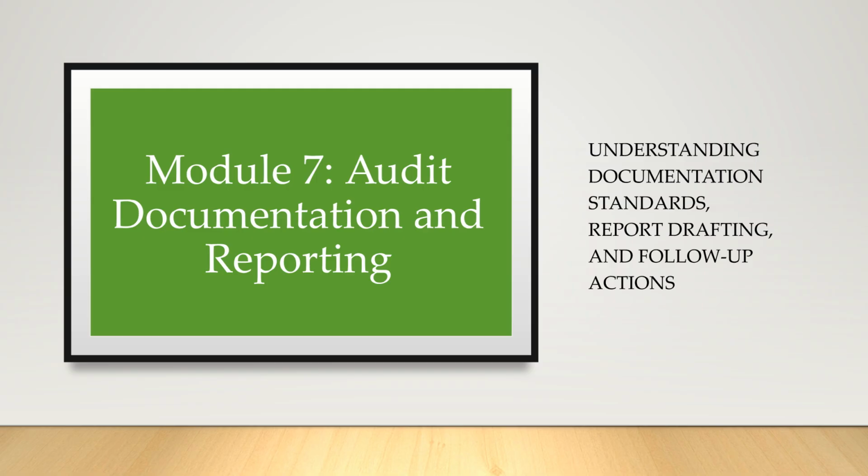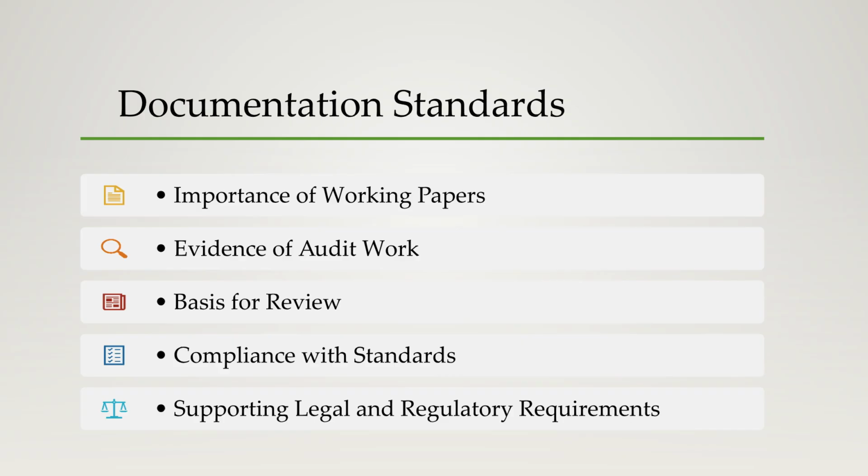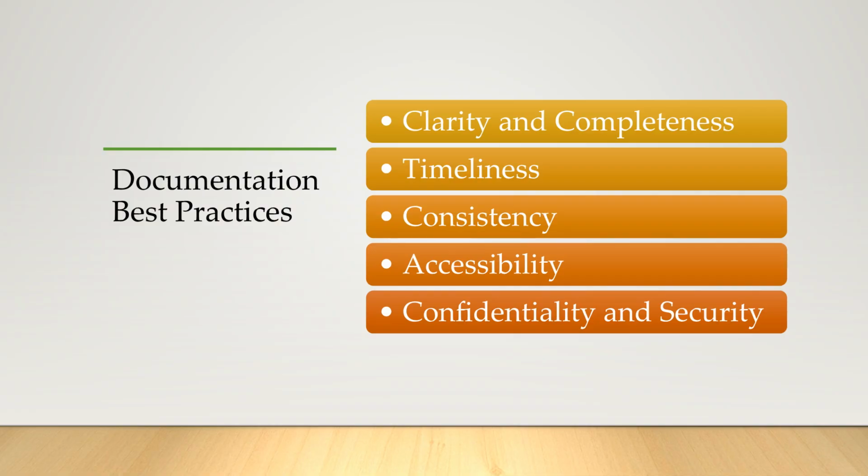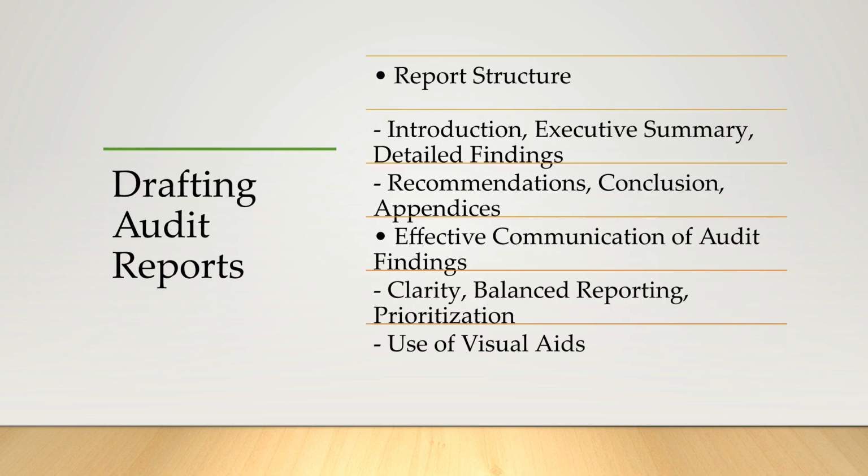Module 7 covers audit documentation and reporting, including standards, report drafting, and follow-up actions. Working papers are critical as evidence of audit work, serving as a basis for review and compliance with standards. They also support legal and regulatory requirements. Best practices for documentation include clarity, completeness, timeliness, consistency, accessibility, and ensuring confidentiality and security. Drafting audit reports involves a specific structure, including an introduction, executive summary, detailed findings, recommendations, conclusion, and appendices.